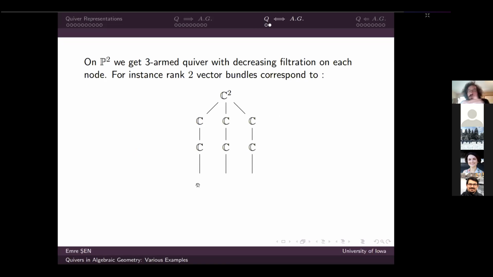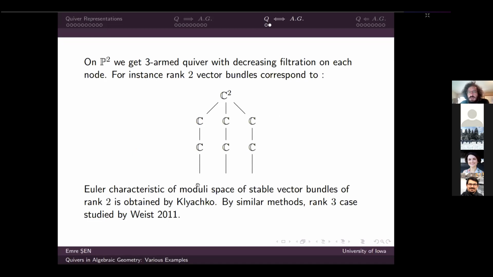And by using this, one can study the Euler characteristic of this moduli of stable bundles, right? Rank 2 is studied by, again, Klyachko, and it is given by this Hurwitz function. I'm just skipping details. And by similar methods, in 2011 the rank 3 case was solved, where one gets more conditions. But the difficulty of the quiver representation also appears here. When we consider rank 4 bundles, we don't know the distribution of these vector spaces in general. And this is a subspace containment problem.